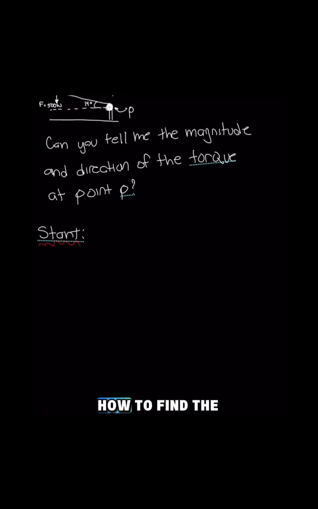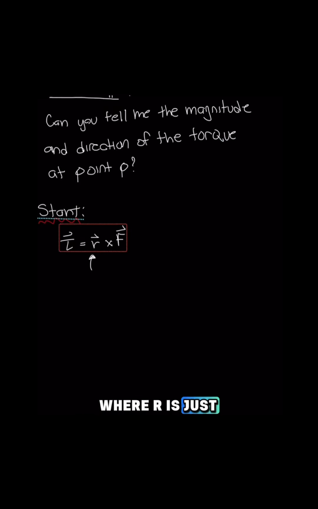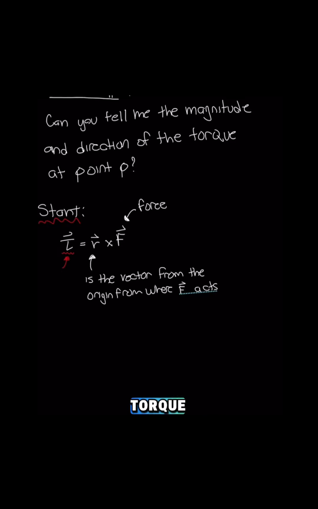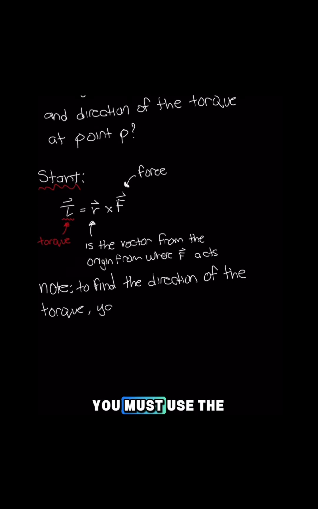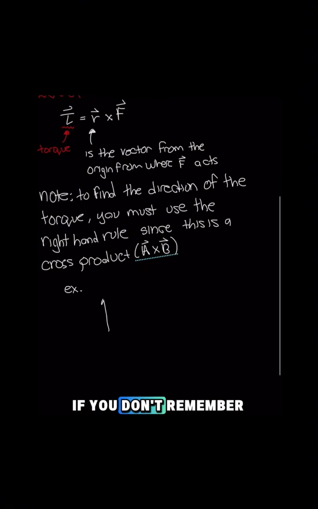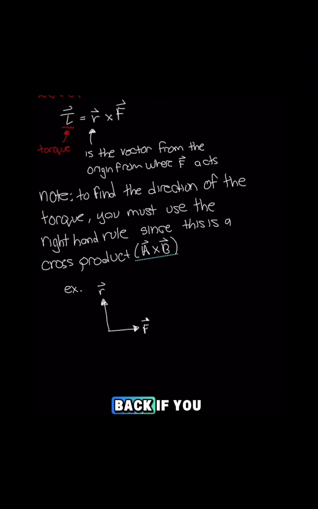So we can start by remembering how to find the torque. Torque is equal to R cross F, where R is just the vector from the origin to where the force is acting, and that'll be more clear when we look at the diagram how to identify that. And then F is just force and T is torque. Note, to find the direction of the torque, you must use the right-hand rule since it's a cross product. And I have a video explaining that. If you don't remember the cross product, you can just look back a few videos.